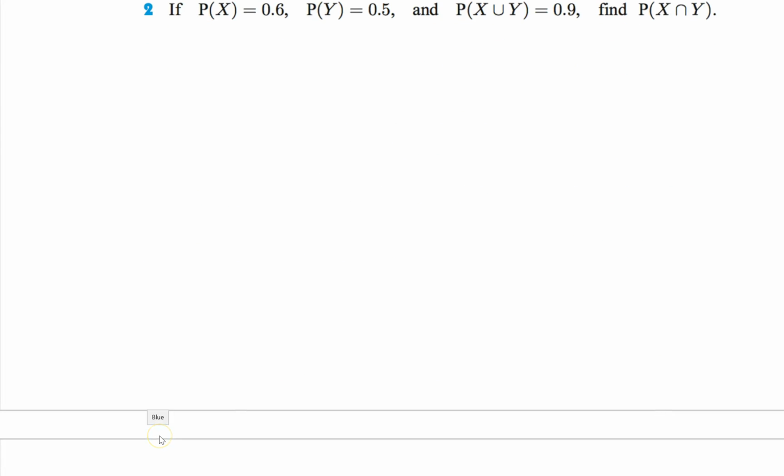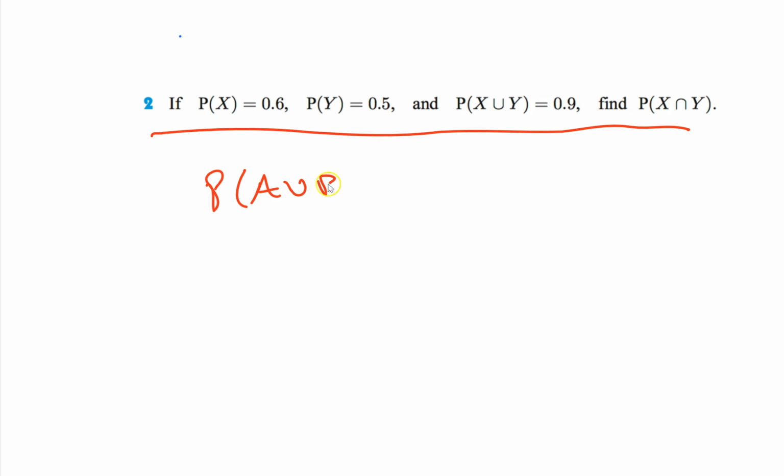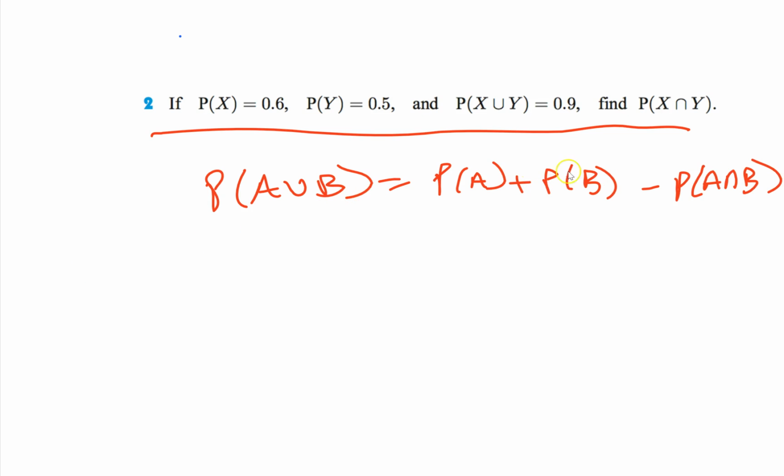Next example. Look at this one. If probability of x equals 0.6, probability of y equals 0.5, and the union equals 0.9, what is the intersection? And how are we going to do this one? With our best friend, that formula. Right, the one that always works, the only one that always works. A union B equals probability of A plus probability of B minus the intersection. Again, the only formula that always works. I mean, it's always applicable. You might not need it, but it always works.